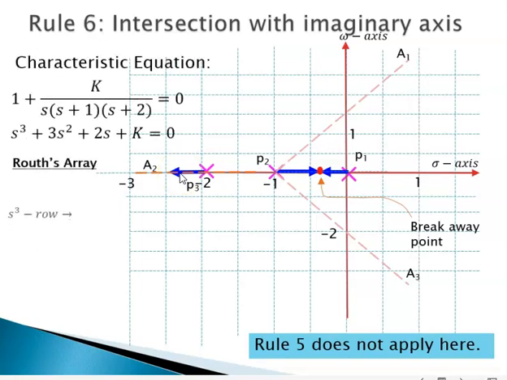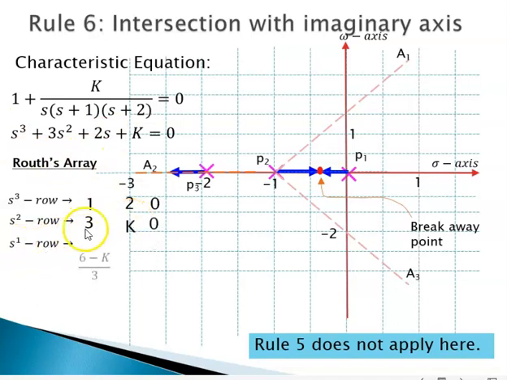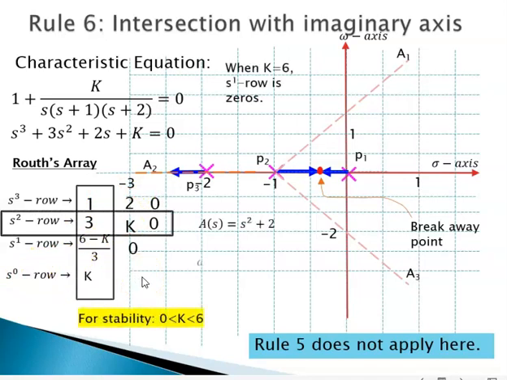So we write the characteristic equation and we build a Routh array: 1 and 2, then 3 and k. Then the next row is 6 minus k over 3. Then the next row is k. So we say that for stability, all the values here must be positive. So the range is 0 less than k less than 6. K has to be greater than 0 because this has to be positive. K has to be less than 6 because this has to be positive. So 0 less than k less than 6 is the region of stability.